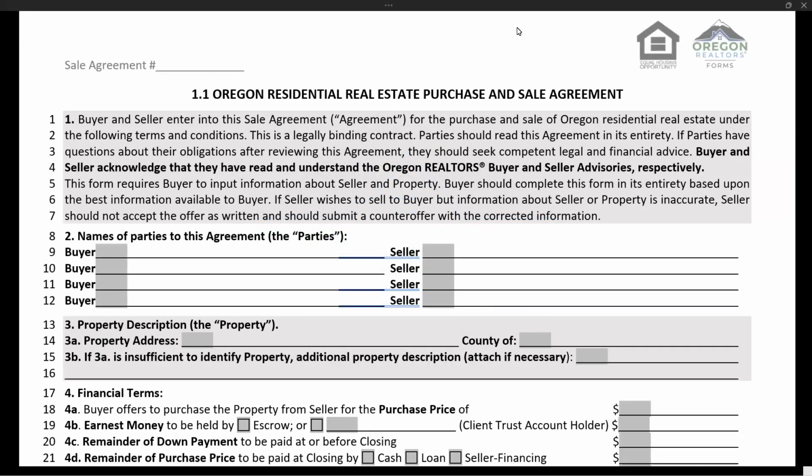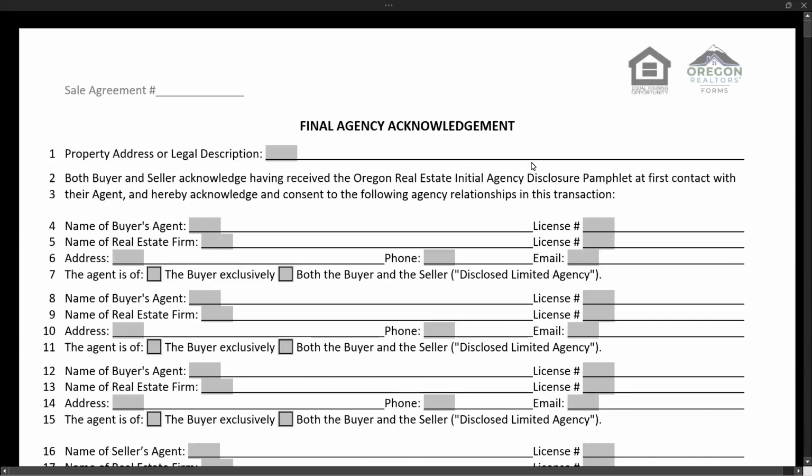In this general overview of the Oregon Residential Real Estate Purchase and Sale Agreement, Form 1.1, we're going to cover in broad strokes what this document does and how it operates. Now, we're going to start on the first page of the PDF.